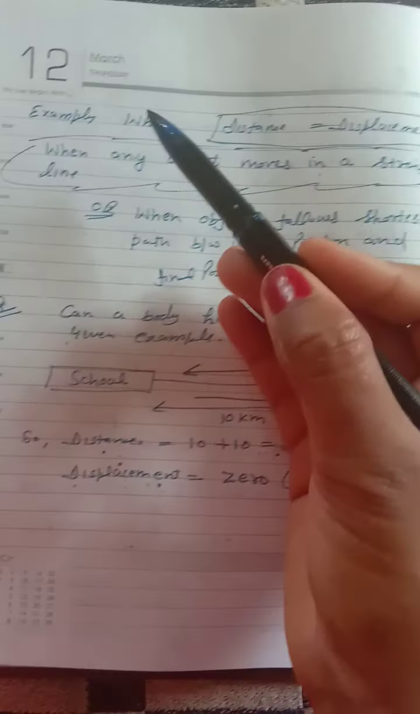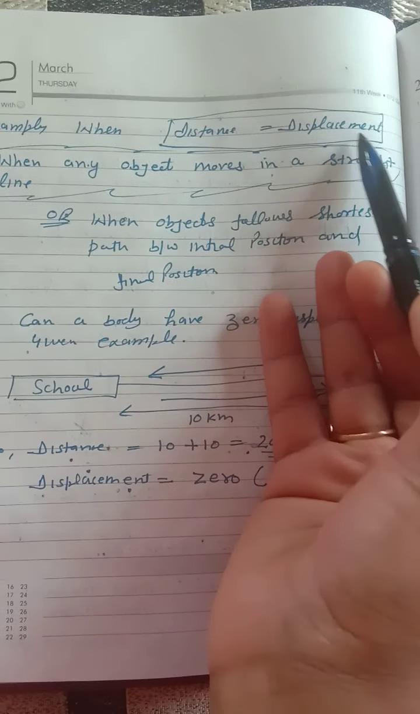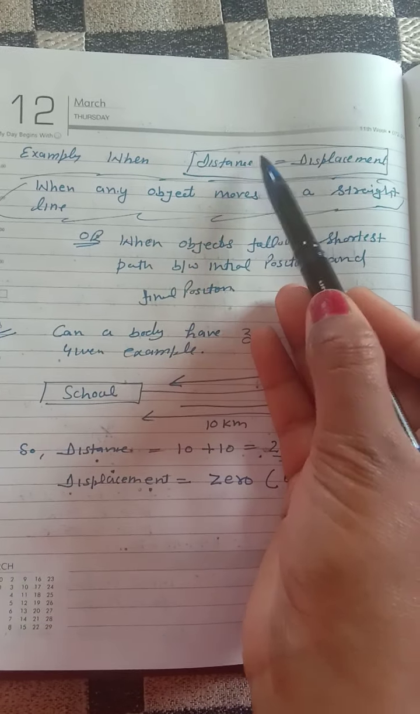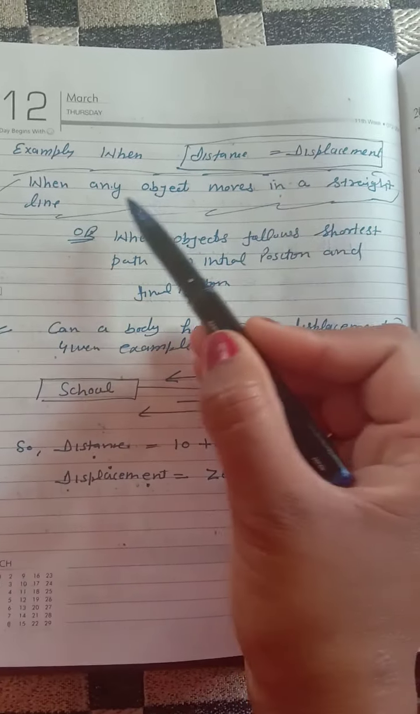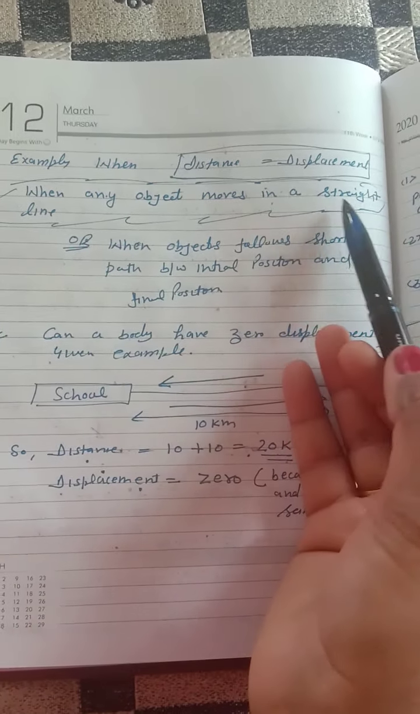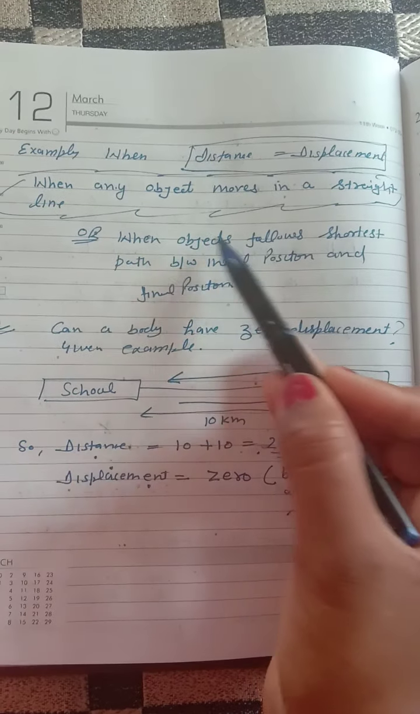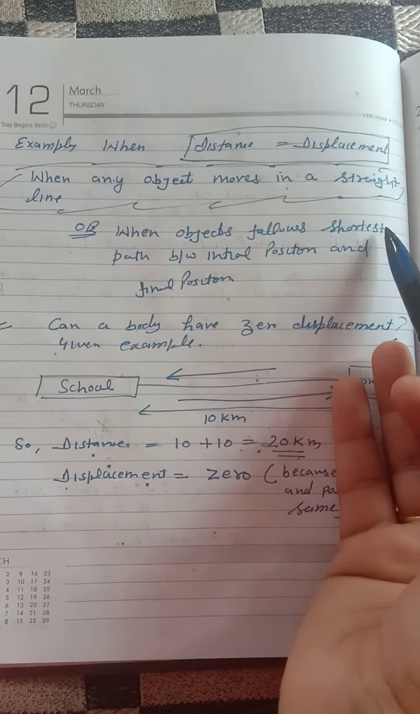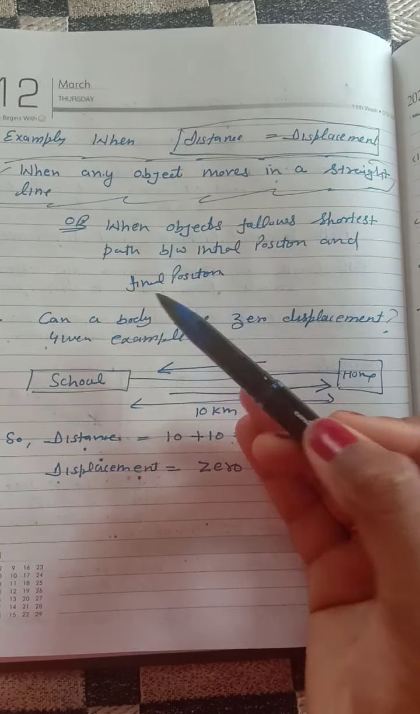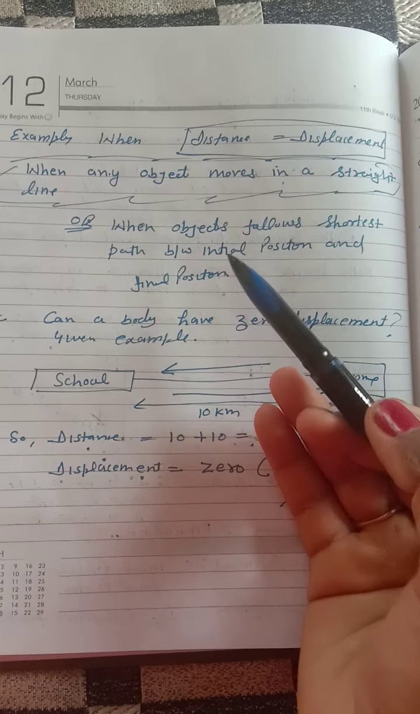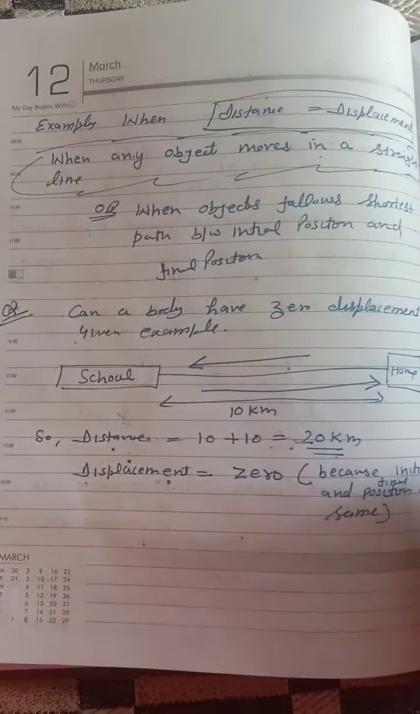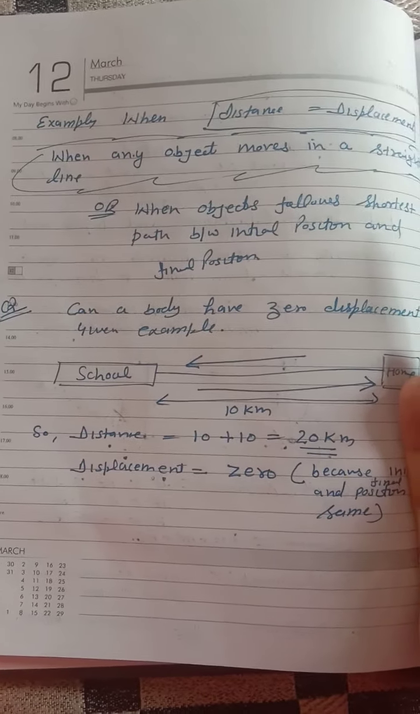Now, when will distance be equal to displacement? When can you say that distance and displacement, meaning path length and displacement, are both the same? You can say that both are equal only when an object moves in a straight line, or when an object follows the shortest path between initial and final position. It is already following the shortest path, so its distance will be the shortest path, and displacement is already the shortest path, so both are equal.